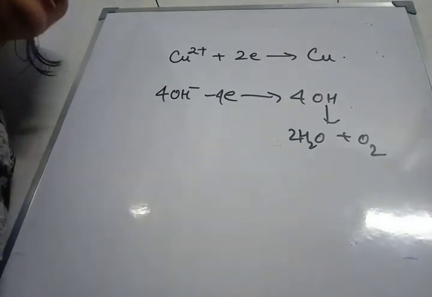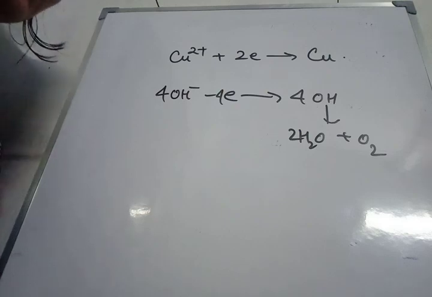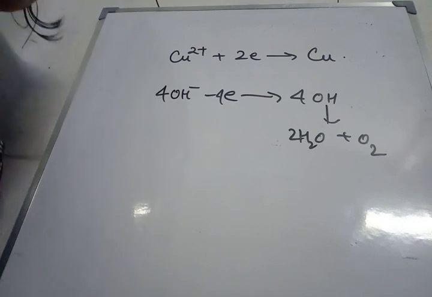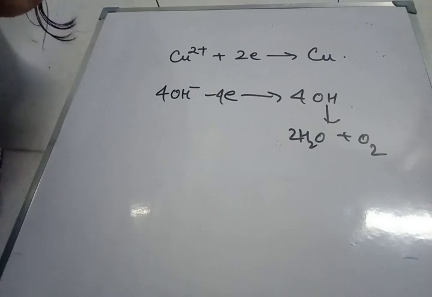First point, a small amount of acid is added to copper sulfate solution to increase the conductivity of the electrolytic solution and to prevent the hydrolysis of copper sulfate solution. Next, the blue color of the solution fades as copper ions from the solution get deposited at the cathode, because we know the blue color of the solution is due to the copper ions present.